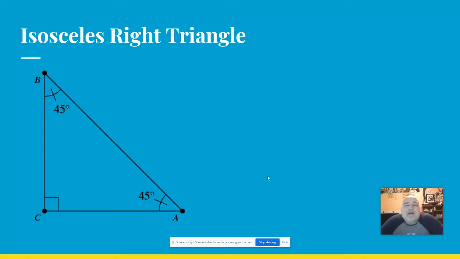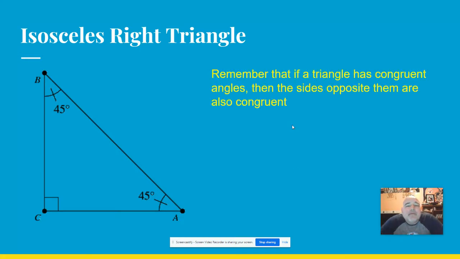Let's start with talking about an isosceles right triangle, or a 45-45-90. Remember that if a triangle has congruent angles, then the sides opposite them will also be congruent. So we'll go ahead and label our triangle. Since these angles are both 45, that means the legs are both congruent. So we'll call them x, and then we'll call the hypotenuse c.